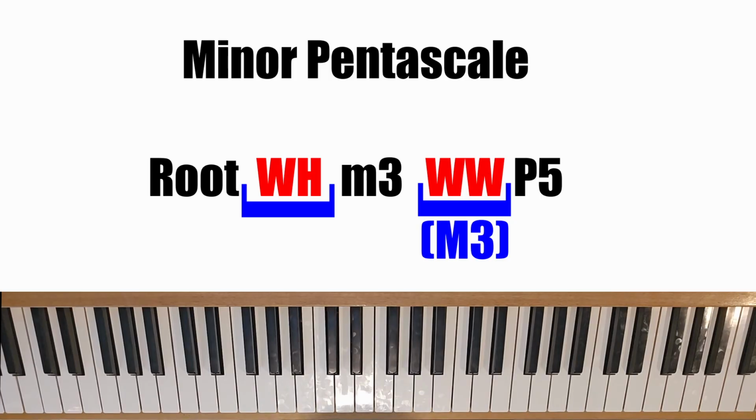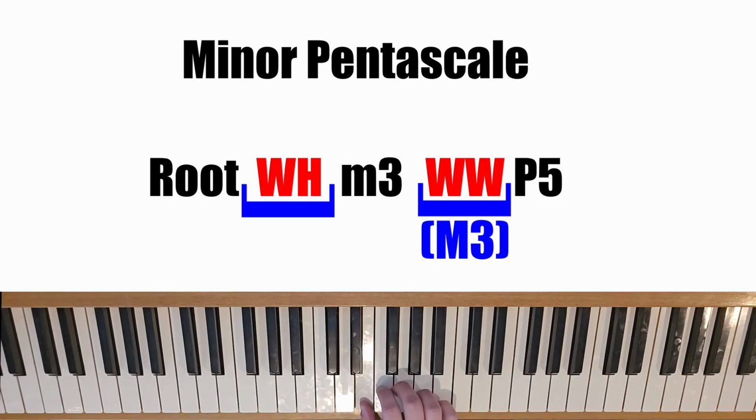We will do our E. We'll take our root, whole, half. Minor third, whole, whole, our major third. Minor third, major third. We also still have our root to perfect fifth. We have the third in the middle.